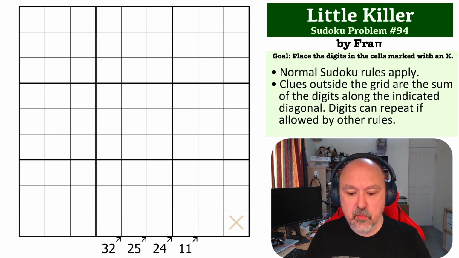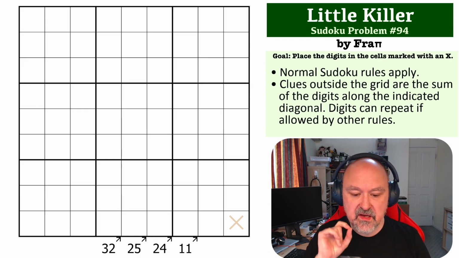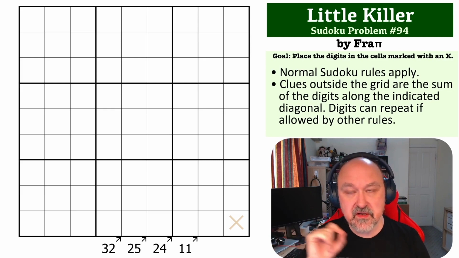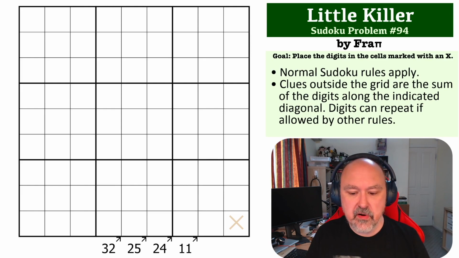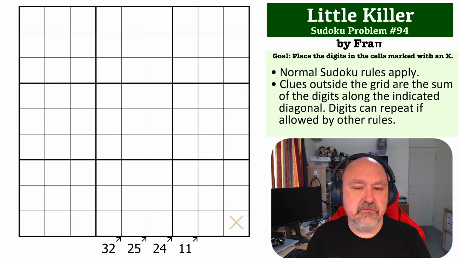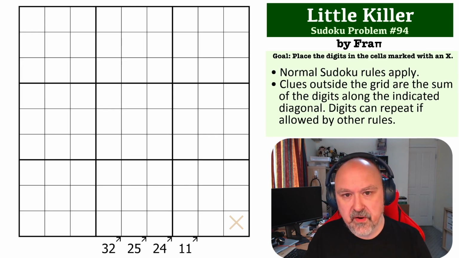The way little killer works is the clues will have arrows, and the digits on the diagonals pointed to by the arrows must sum to the number on that diagonal. Man, I'm failing with words today. Digits are allowed to repeat on those diagonals if allowed by other rules.